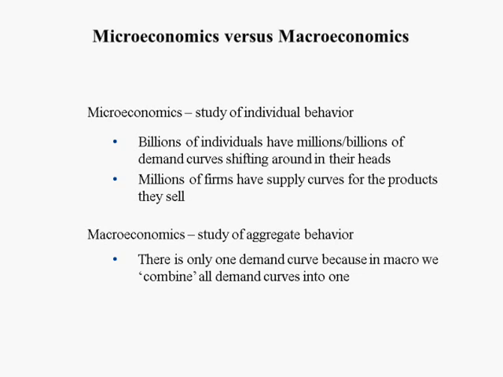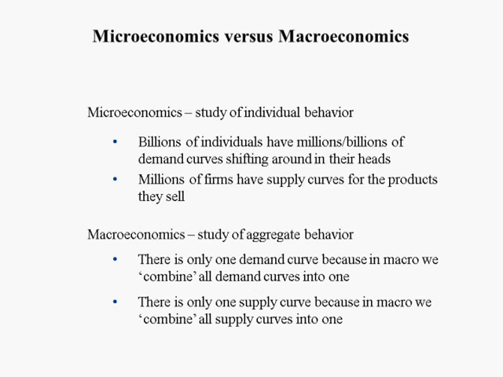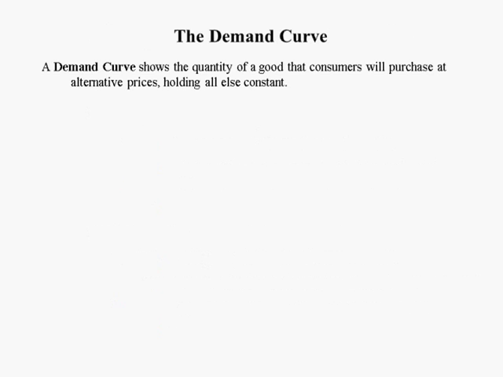There's only one demand curve because in macro we combine all demand curves into one, which we call the aggregate demand curve. There's only one supply curve because in macro we combine all supply curves into one, which we call the aggregate supply curve. A demand curve shows the quantity of a good that consumers will purchase at alternative prices, holding all else constant. A demand curve can be referred to as demand.